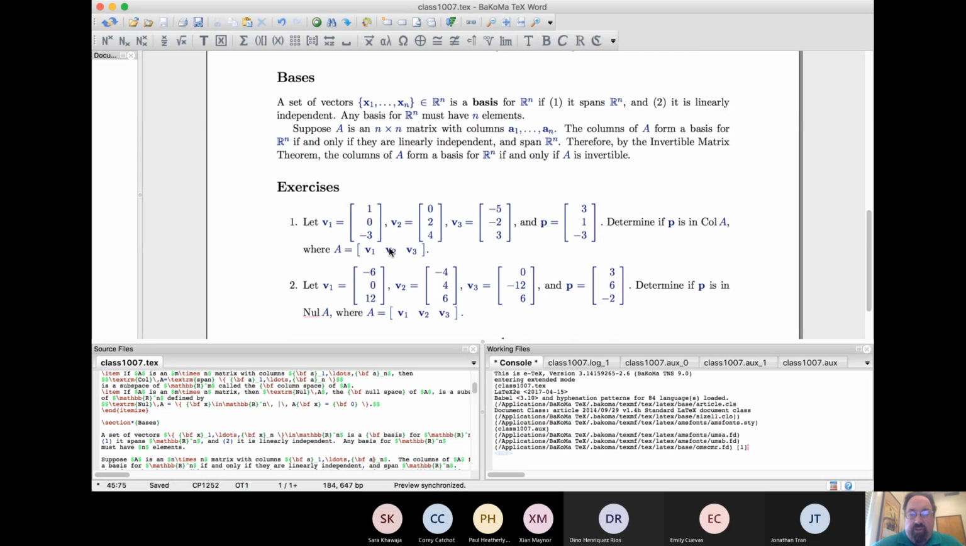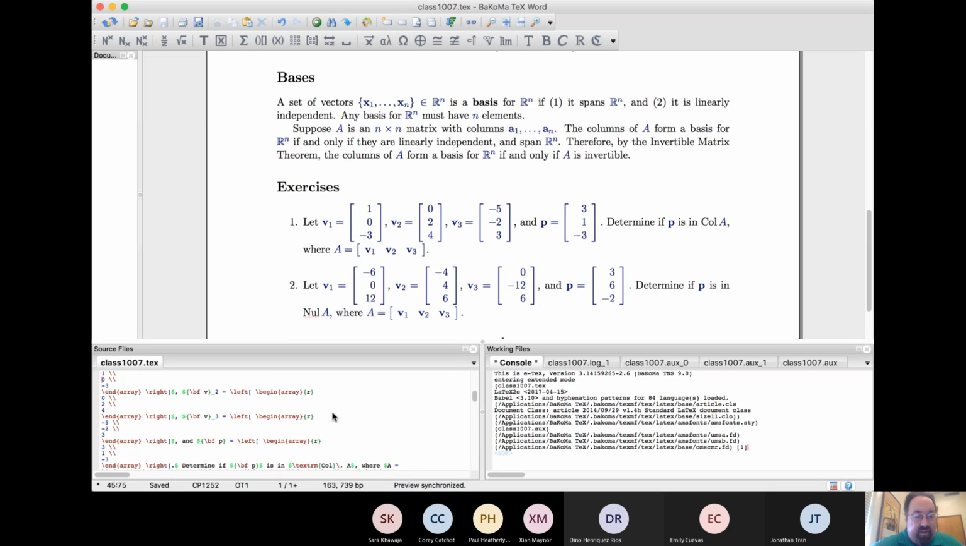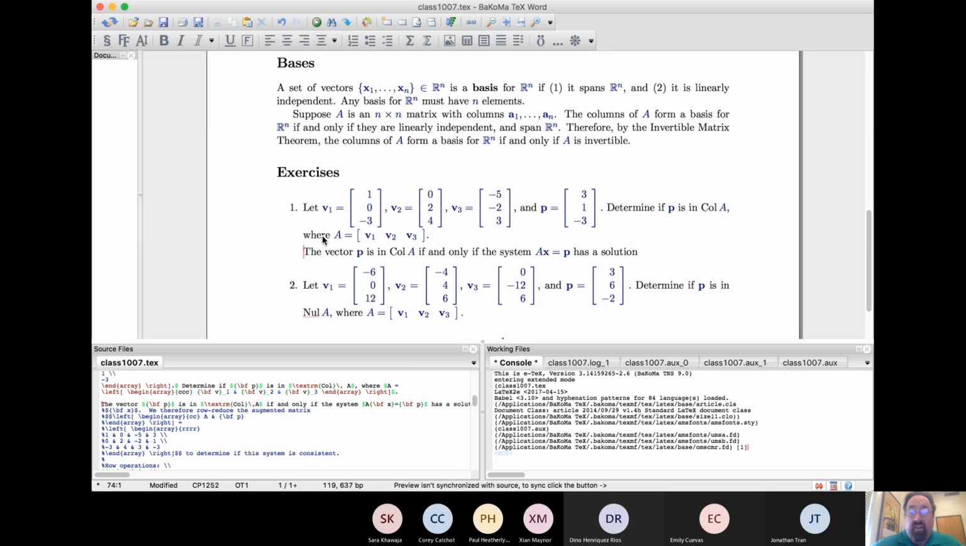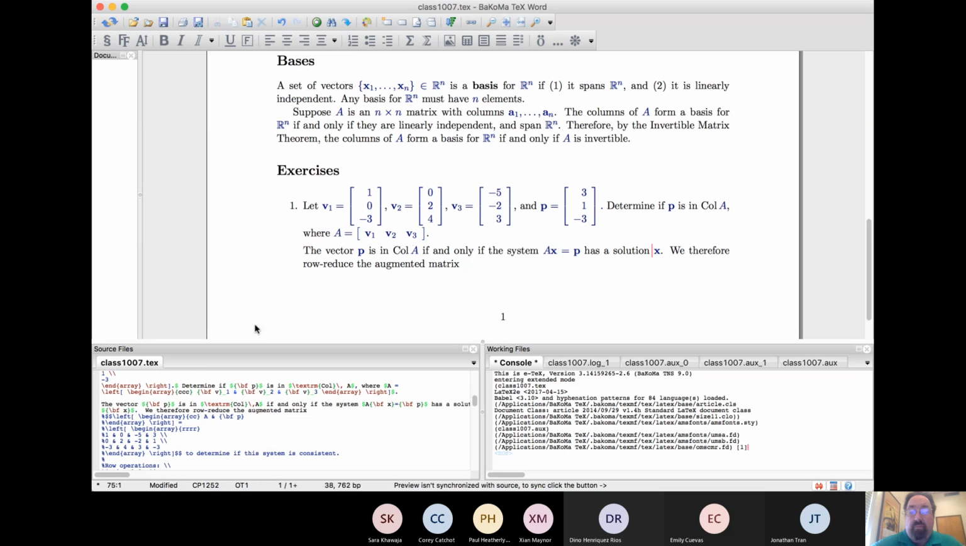So we take v1, v2, v3, slap them together to get a matrix. Is p in the column space of this matrix? What that means is p must be a linear combination of these vectors to belong to the column space. But that's the same as saying that this system, Ax equals p, must have a solution.